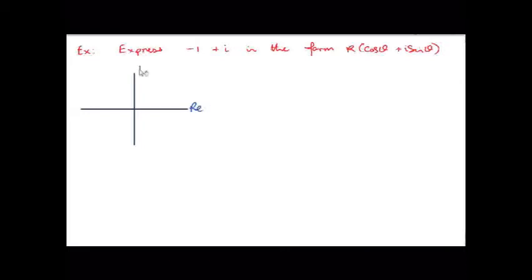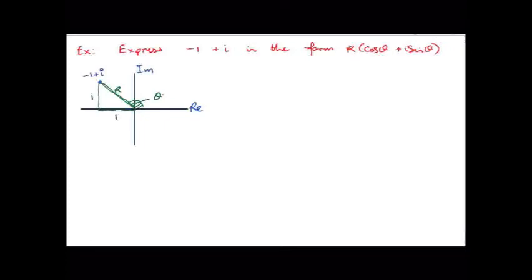So here's our real axis, here's our imaginary axis. You actually don't need to go to the hassle of scaling it out. Minus 1 plus i, I presume everybody would agree, is somewhere over here in this quadrant. Now, how would you get to that place? Well, you go back 1 and up 1. Then r is the hypotenuse there that I've just drawn. So this is r.